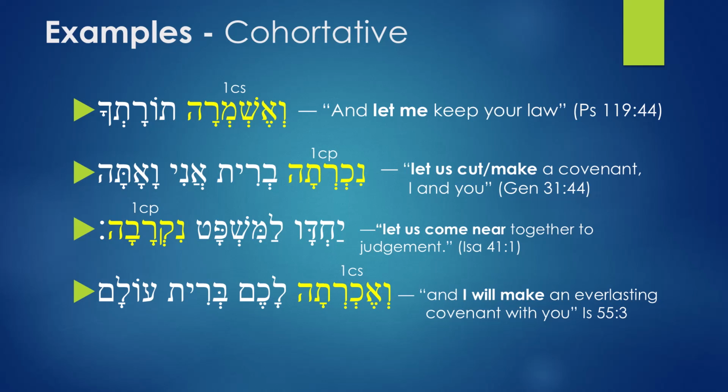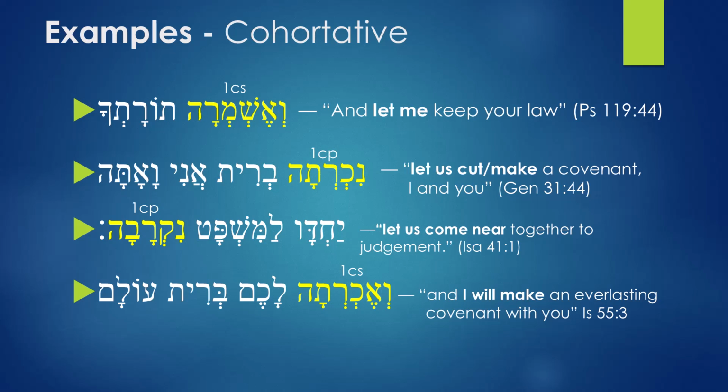Toratcha means your law. We have looked at pronominal suffixes on nouns. You have the cha, that's a pronominal suffix on the noun Torah. Torah means law. Toratcha means your law. So the translation is going to be, and let me keep your law. That's how you translate this one.